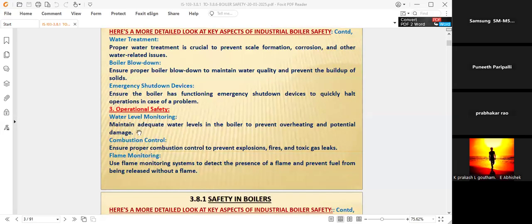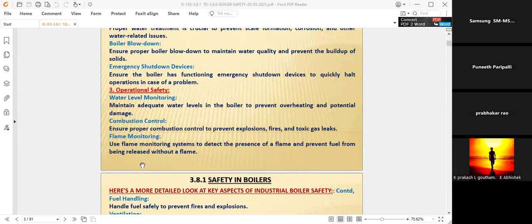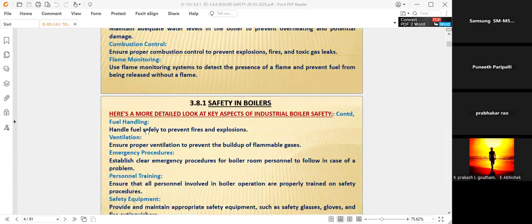Coming to the continuation of operational safety, water level monitoring and combustion control, we discussed flame monitoring. The burning mechanism of the burner system should be taken care of. For fuel handling, whether oil, LSS, furnace oil or any other boiler oil, prevention methods should be followed. For the service tank, having dike walls and similar measures should be taken care of.